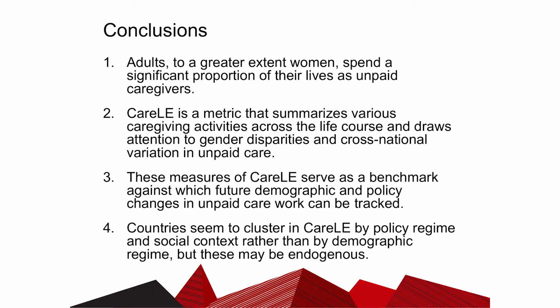cetera. So overall, adults, and to a greater extent women, spend a significant proportion of their lives as unpaid caregivers. Care life expectancy is a summary measure of various caregiving activities across the life course, and we can use it to draw attention to gender disparities and cross-national variation. And these measures really serve as a benchmark against which we hope future demographic and policy changes in unpaid care work can be tracked. And finally, countries seem to cluster in care life expectancy by policy regime and social context, more so than by demographic regime, but we know that these processes are endogenous.